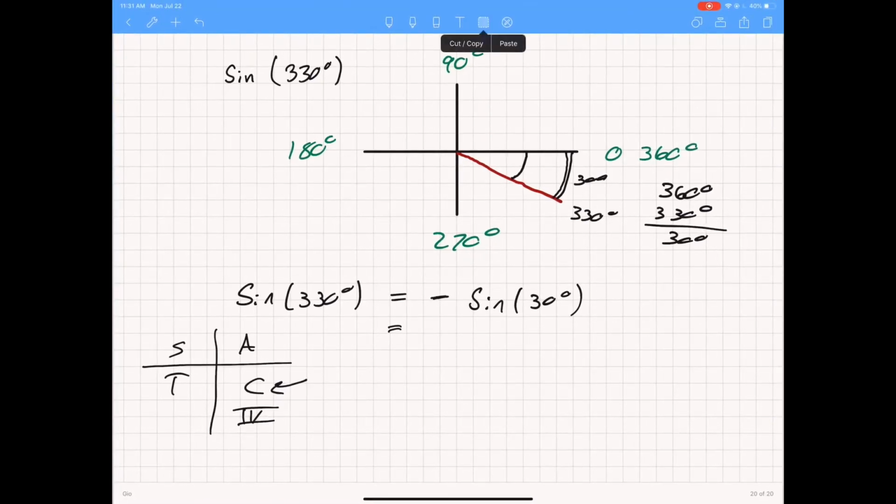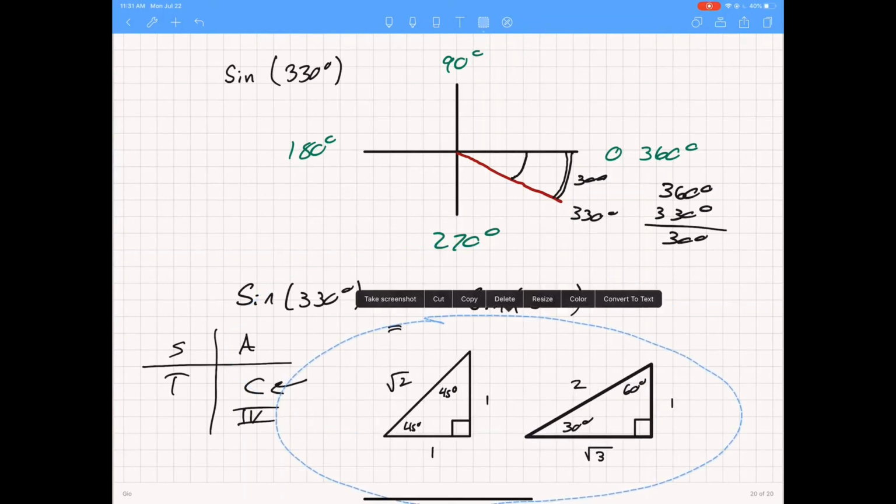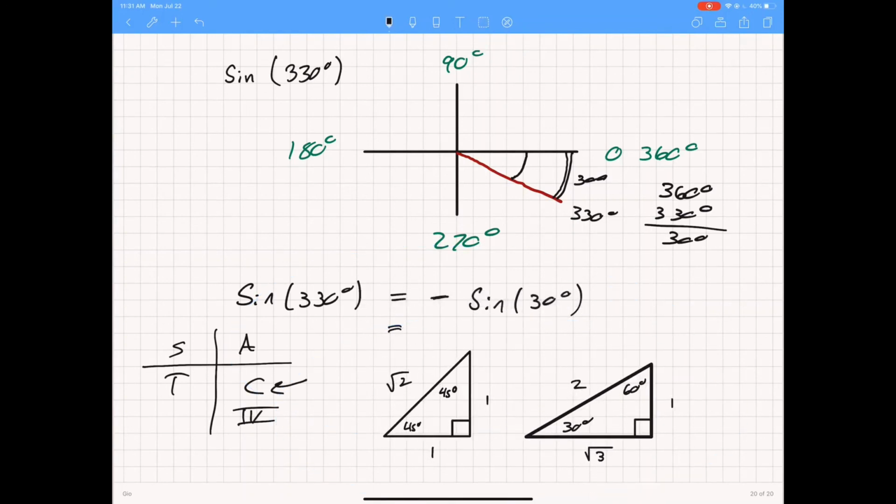And if you forgot what sine of 30 degrees is, again, we'll just use our special right triangles. So this is 30 degrees here. Sine will be 1 over 2, so 1/2. So we'll have our negative 1/2. So sine of 330 degrees is equal to negative 1/2.